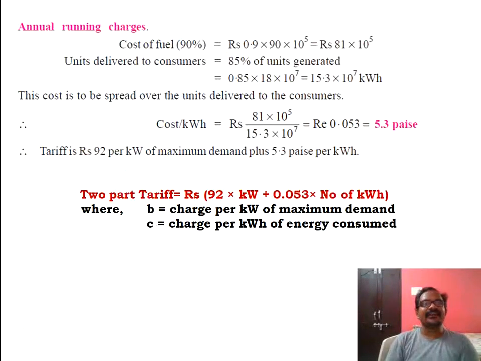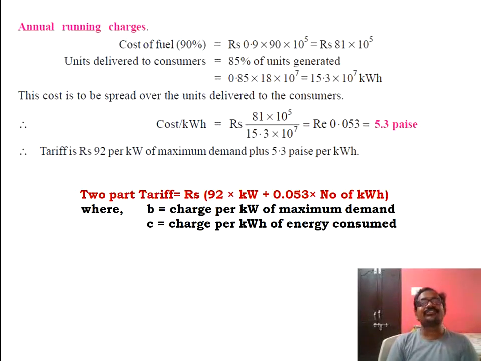Let's calculate the running charges. Now the cost of fuel: 90% of the cost of fuel is attributed to the running charges. So 90% means 0.9 into the fuel cost, which is 90 lakhs, that is 90 into 10 to the power of 5, which will be 81 lakhs.